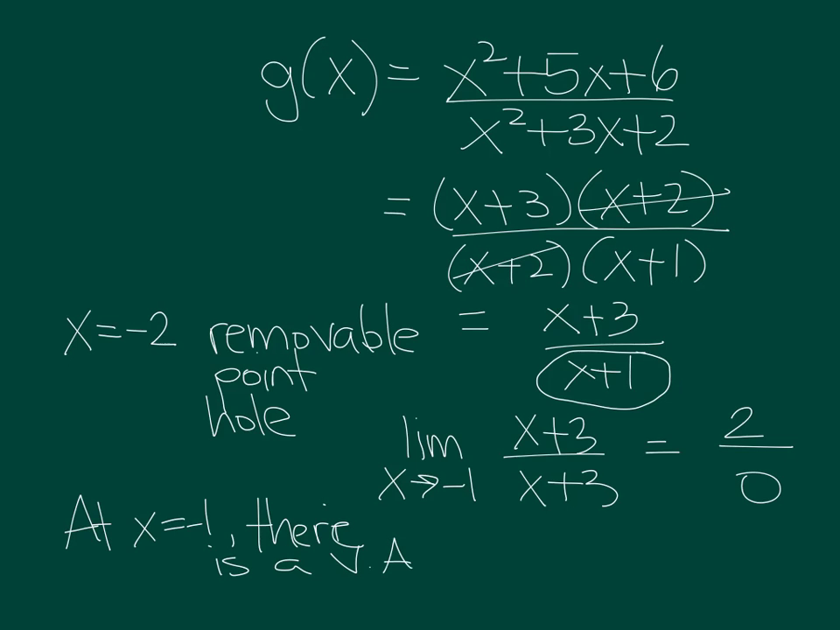Since the limit does not exist, since it is a vertical asymptote. Now I could check from the right and the left of negative 1 to see if it's positive infinity or negative infinity, but I have found my vertical asymptote.